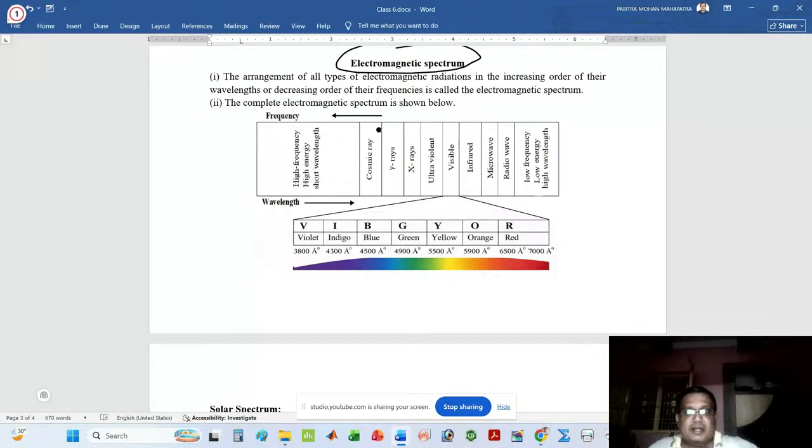There are different electromagnetic spectrum regions. One is the cosmic ray, gamma ray, X-ray, ultraviolet ray, visible ray, infrared, microwave, radio wave. They are arranged according to the increasing order of the wavelength or decreasing order of the frequency.